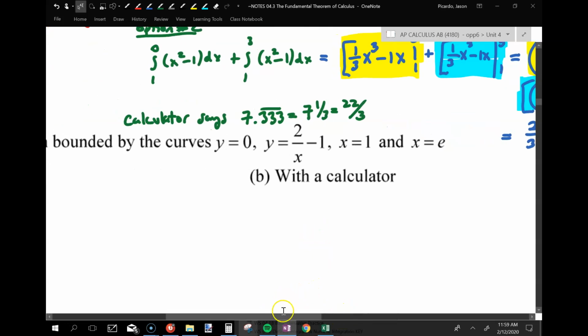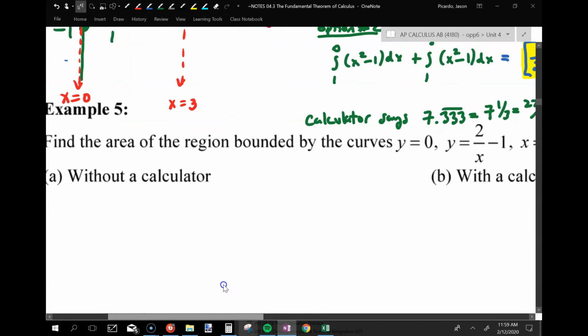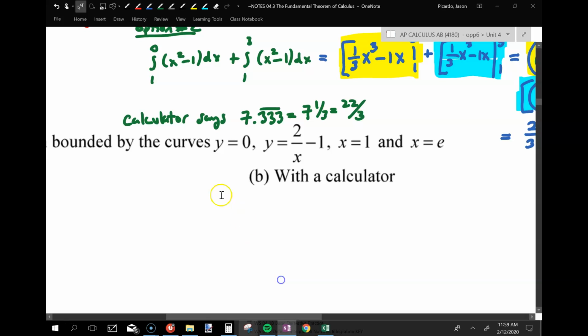Last one that we'll do today, or we'll at least get it going. Find the area of the region bounded by the curves. Y equals 0, this, and this. Anybody want to venture a guess what this thing looks like? Well, what does this thing look like? Looks like one of these, right?